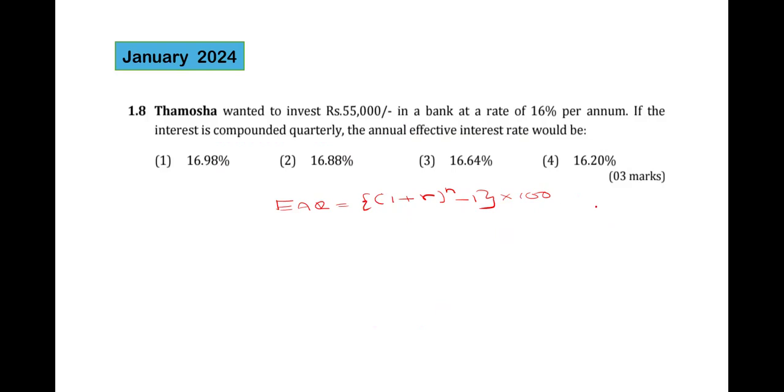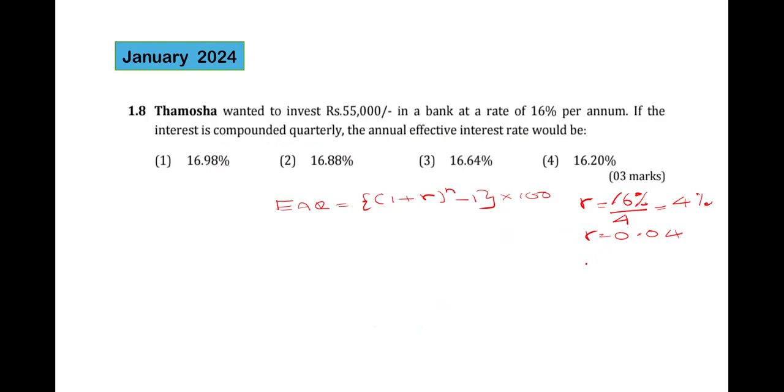When you apply this formula, R should be the quarterly rate, since it is compounded quarterly. That means you will have to find the interest rate per quarter, not per annum. How to get the quarterly rate? 16% per annum, divide this value by 4. Then we find the quarterly rate. It is 4%, and R as a decimal should be 0.04.